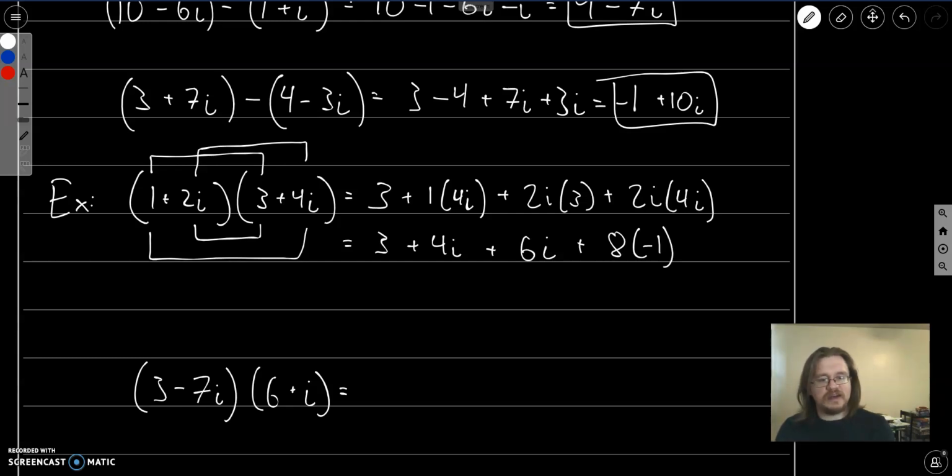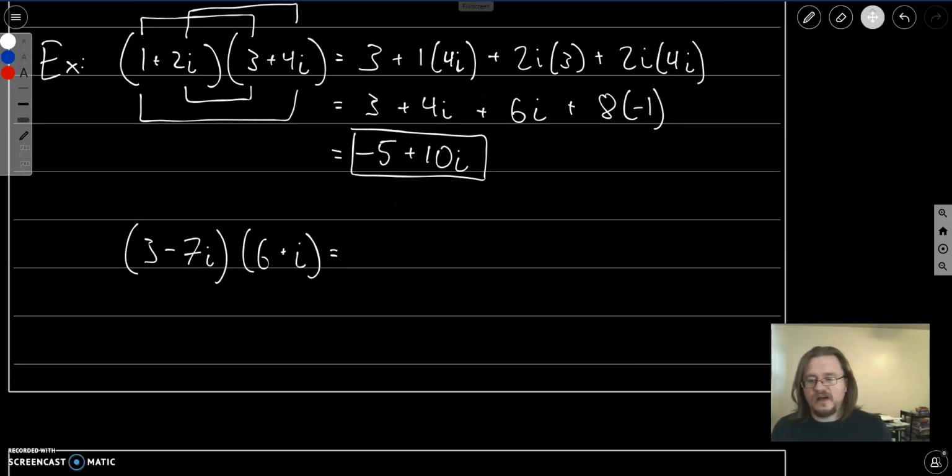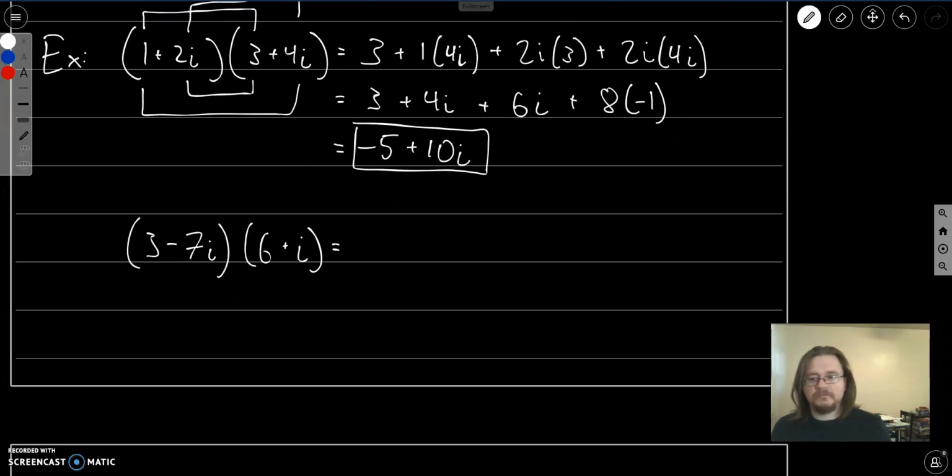So again, I've just combined everything in here. So then I've got 3, and this is going to be a negative 8, right? Because 8 times negative 1, that's going to be negative 8. So 3 and negative 8 is going to be negative 5. And then I've got 4i plus 6i is 10i. Cool. And let's do one more. We've got 3 minus 7i times 6 plus i.